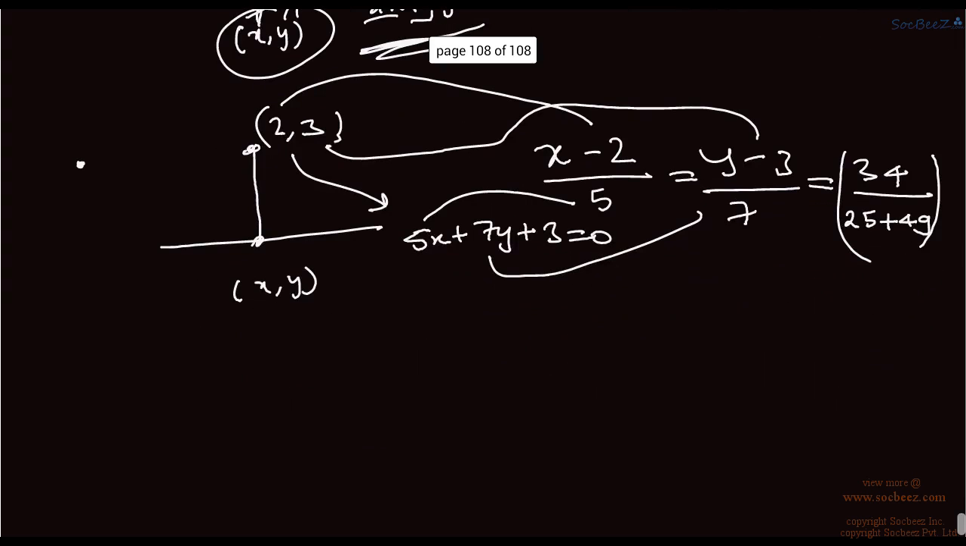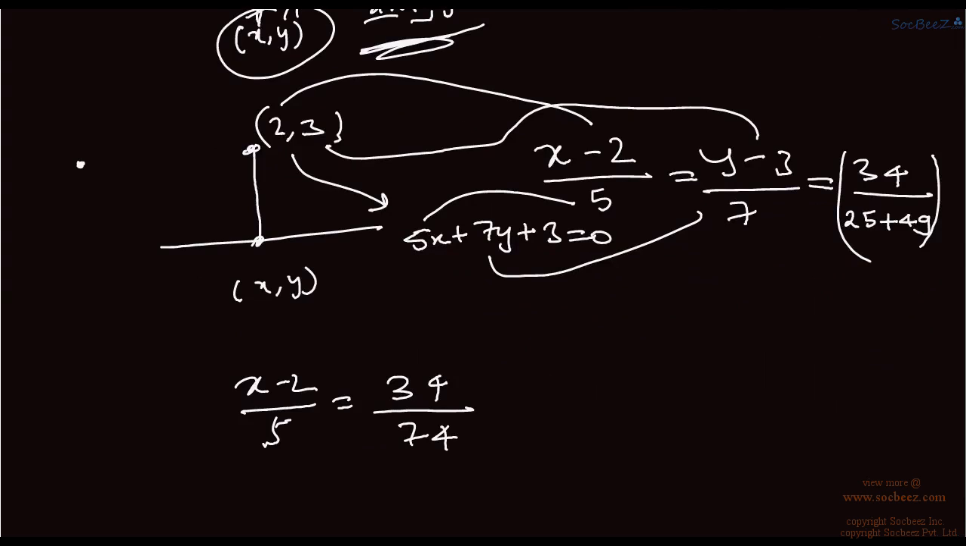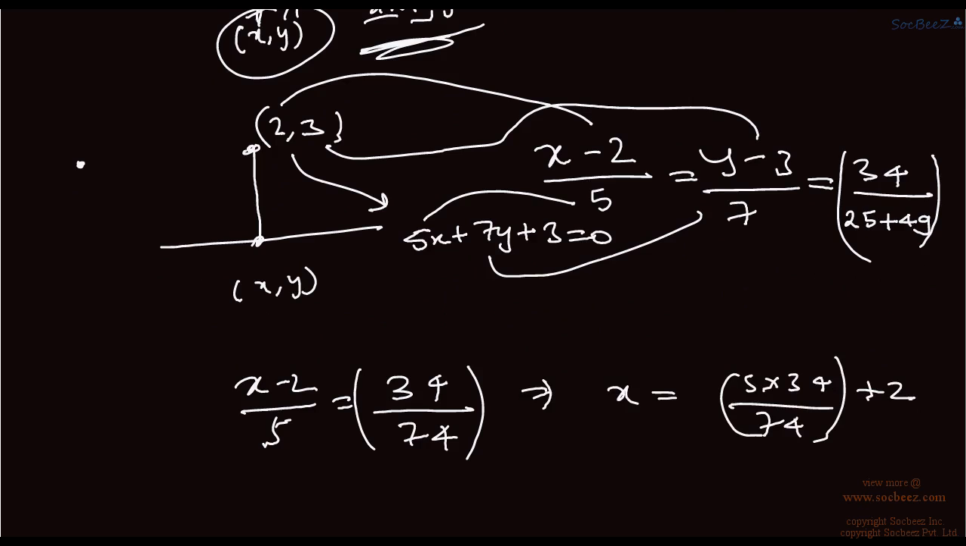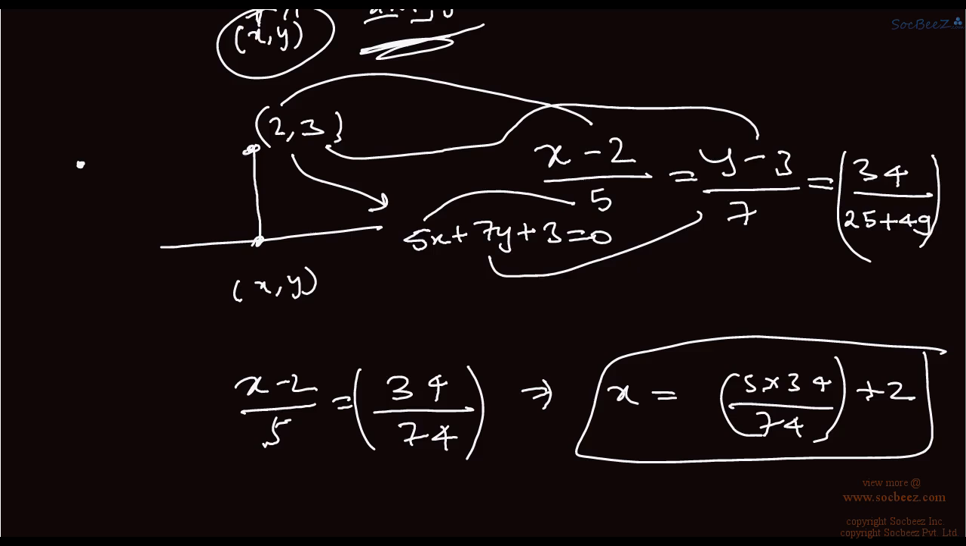Okay, so you have two equations here now. First equation is (x − 2) upon 5 is equal to 34 upon 74. Right? So you can calculate x from here: 5 into 34 by 74 plus 2. This will be your x. Similarly, you can calculate y from this equation. That will be 7 into 34 by 74 plus 3. So this is how we do it.